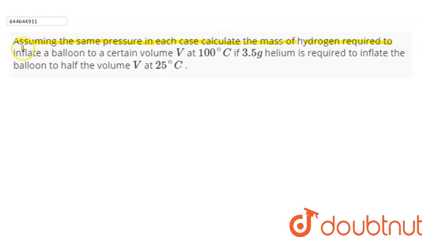Hello everyone, the question is: assuming the same pressure in each case, calculate the mass of hydrogen required to inflate a balloon to a certain volume V at 100 degrees Celsius, if 3.5 gram of helium is required to inflate the balloon to half the volume V at 25 degrees Celsius.